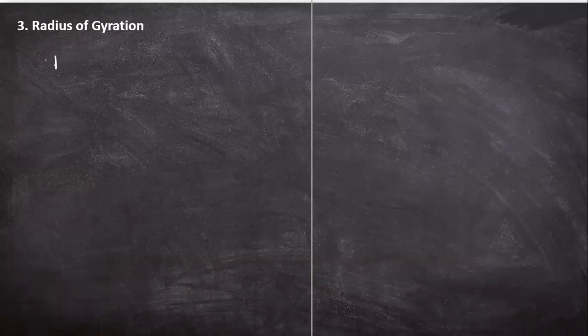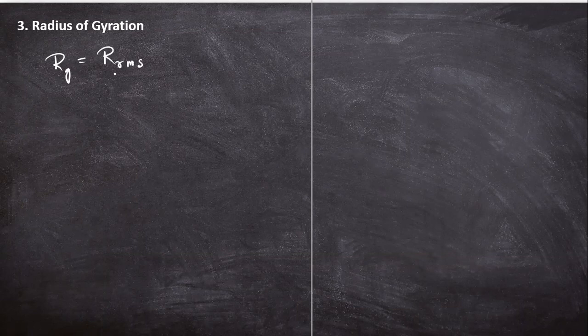So radius of gyration is represented like this. The formula for this is root mean square distance divided by root 6. Getting? So this is the formula.